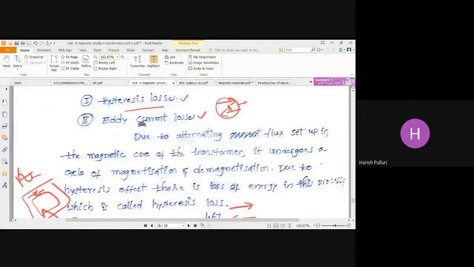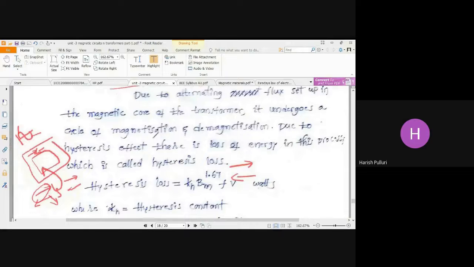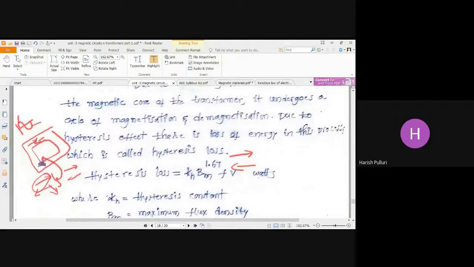The second one is eddy current loss. So what is meant by eddy current here? Suppose I am taking the transformer core. The transformer core is a solid conductor. Solid conductor means it has some width and some length. So when current is flowing through this transformer core, what happens here?